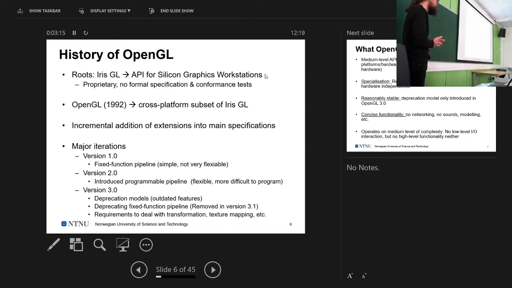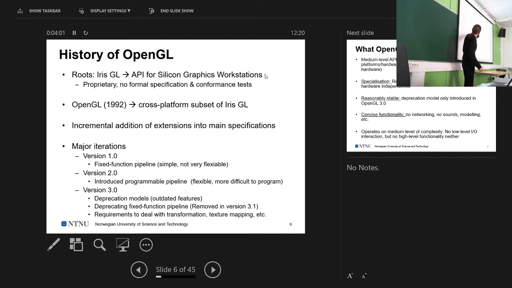Okay, so the roots of OpenGL are basically IRIS-GL. It was an API for a Silicon Graphics workstation. It was a proprietary thing, so it didn't have any formal specification. It wasn't open for everyone to use. So when the demand came back in 1992, they took a cross-platform subset of IRIS-GL and made it into an open graphics library. Of course, in 1992, most people didn't have computers able to do this, so there were just some special designated computers where you could actually do this graphics programming. This was even before the Pentium processor was launched, so it's quite old.